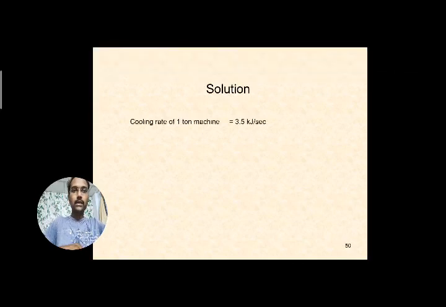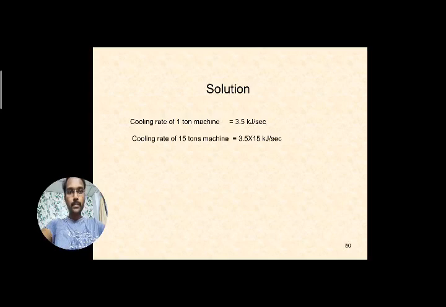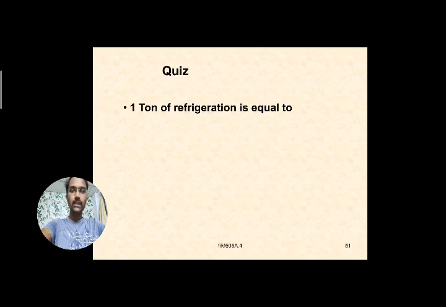Next we will see the other one. The cooling rate of a 1 ton machine is equal to 3.5 kilojoules per second. The cooling rate of a 15 ton machine, if you multiply by 15, is 52.5 kilojoules per second. It's very simple. Convert 1 ton, and you see how much 15 ton refrigeration will be.